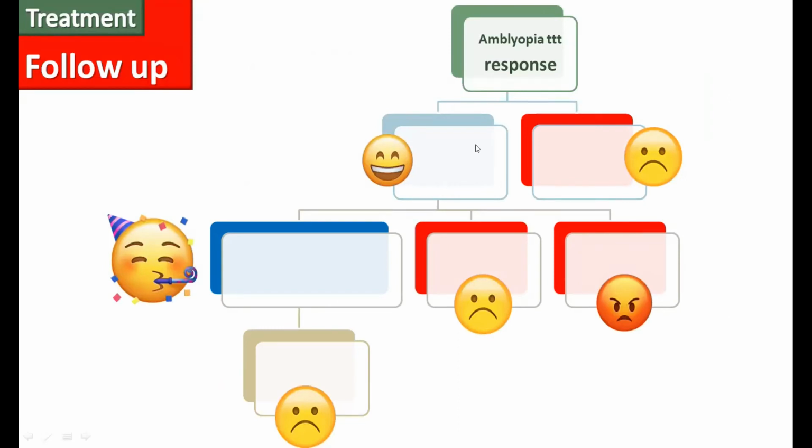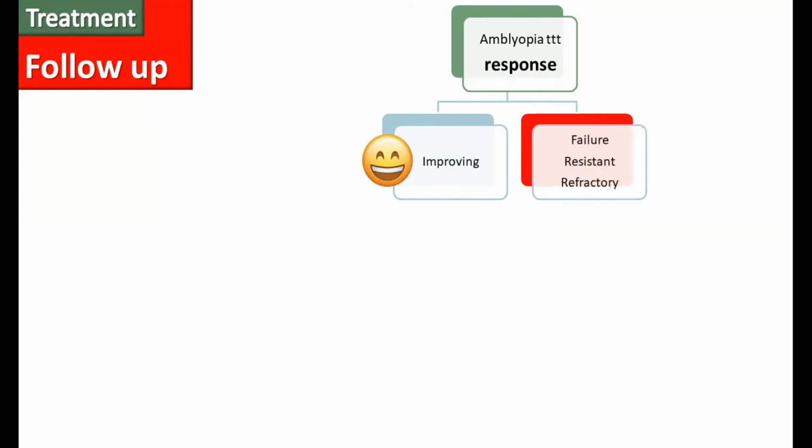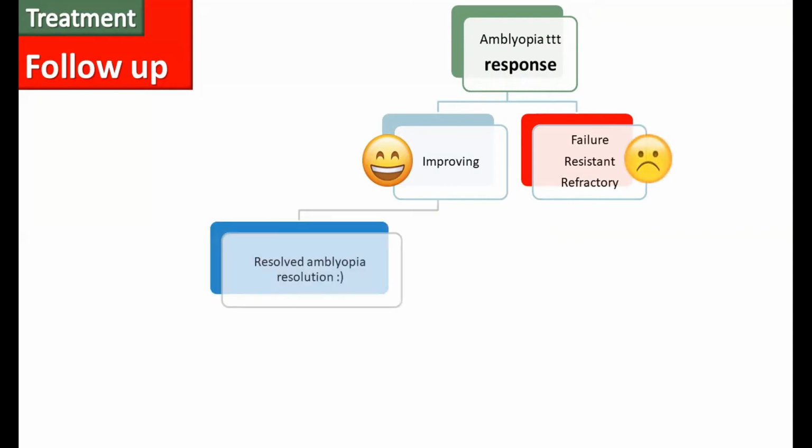So during the follow-up, you have to document in your file what is the response to your line of treatment. And we have different possibilities. As you see here, I use the emoji. Some are happy and some are sad, some are angry. So let's see what is inside these steps. So it could be improving, and then we are happy. Or there might be failure, or we can call it resistant amblyopia or refractory amblyopia. And of course, we are sad. And on keeping the follow-up, we are waiting for resolved amblyopia or resolution of amblyopia, and we can then celebrate.